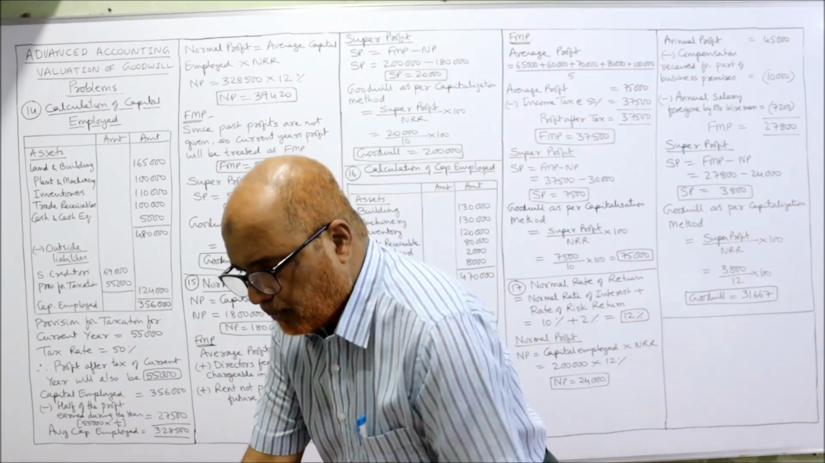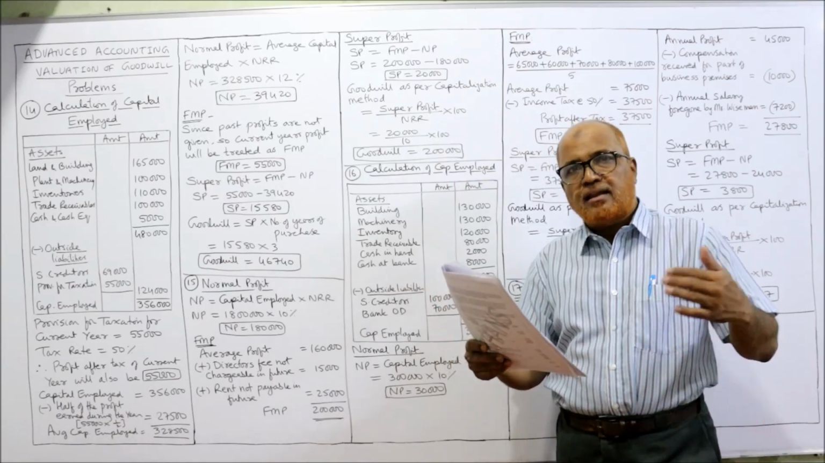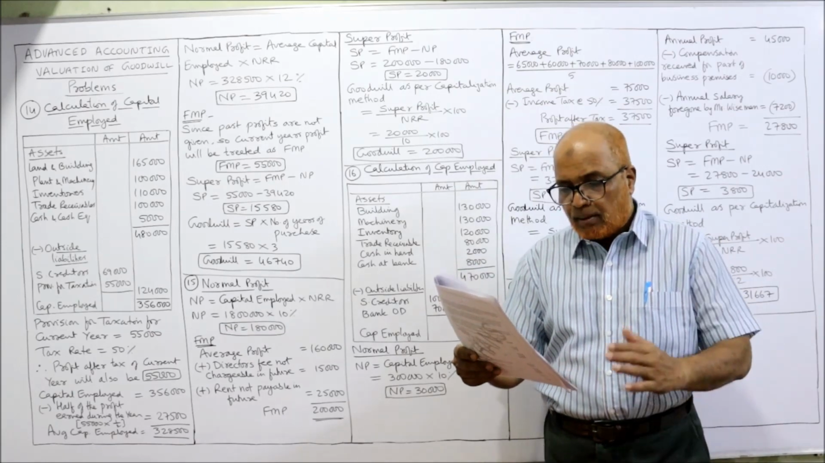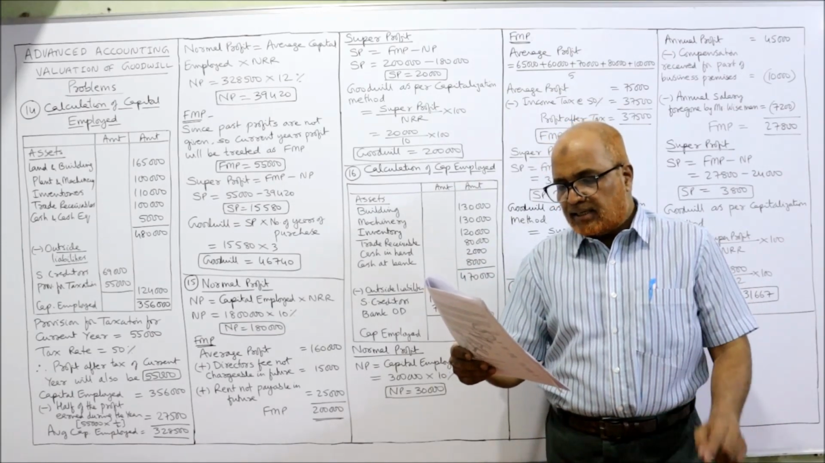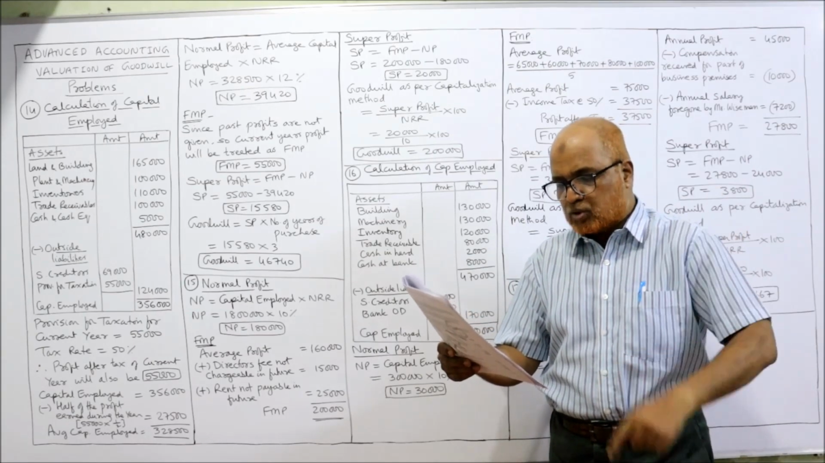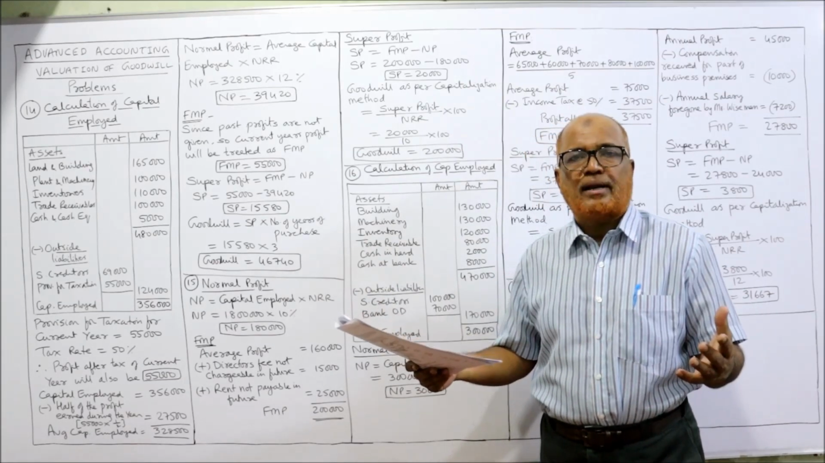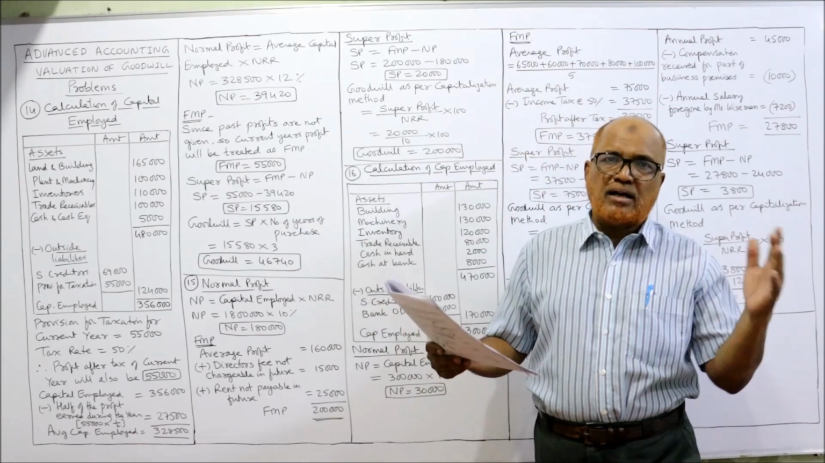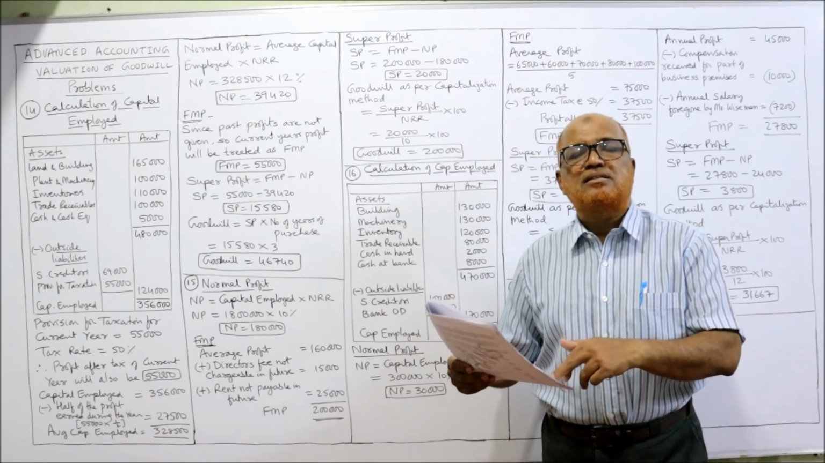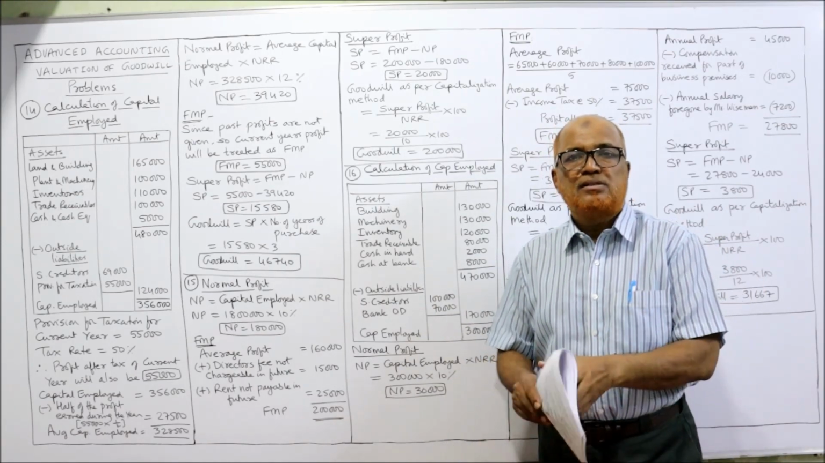Now see the 15th problem. A company desirous of selling its business to another company has earned an average profit of 1,60,000 per annum in the past. It is considered that such average profit fairly represents the profit likely to be earned in future, except that. So the company has seen that their past average profit is 1,60,000 and they think that this 1,60,000 is going to continue in future also, except some changes.